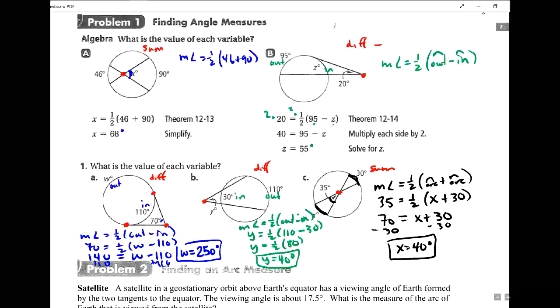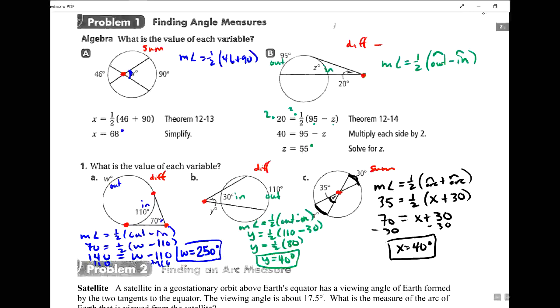All right, number B here is they intersect again outside of the circle, so I know I am dealing with a difference. It is 1/2 my outside arc minus my inside arc is the measure of my angle. So my angle equals y degrees. 1/2 times 110 minus 30 is 80. Half of that is 40. Our angle there measures 40 degrees.